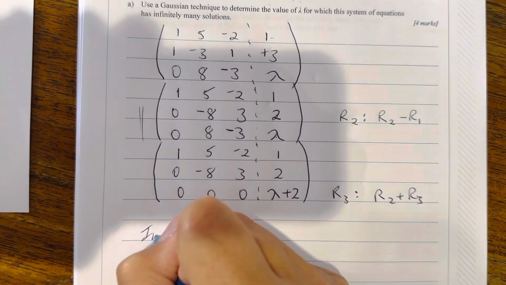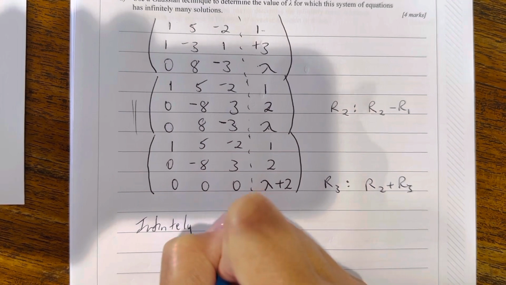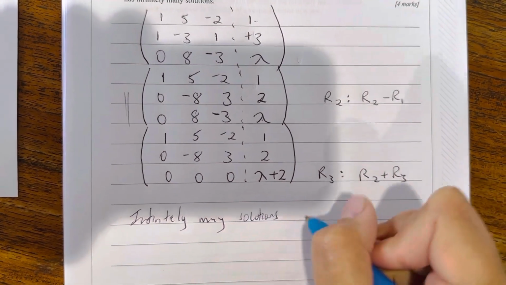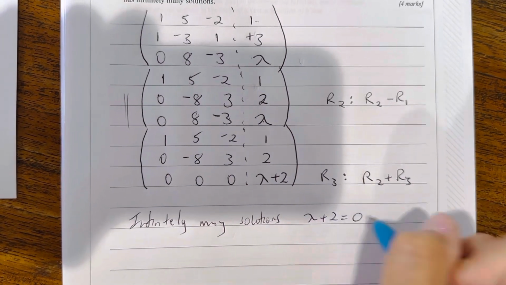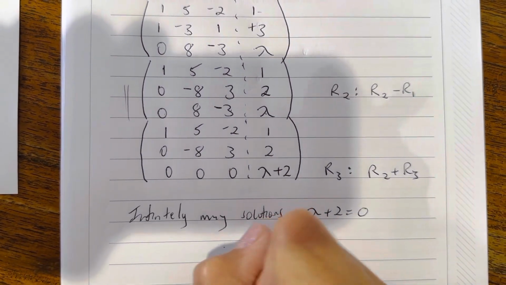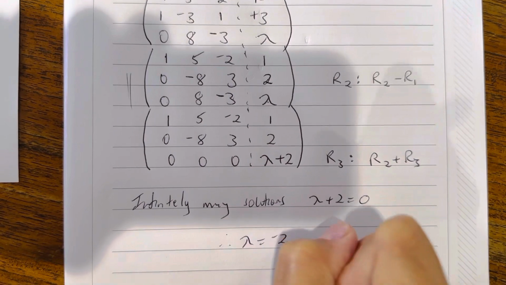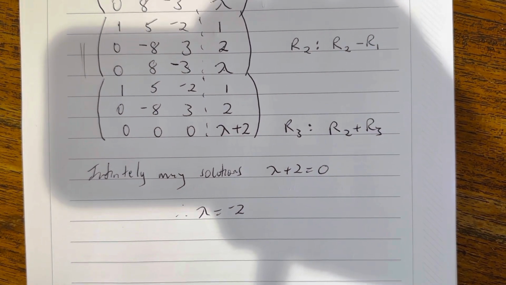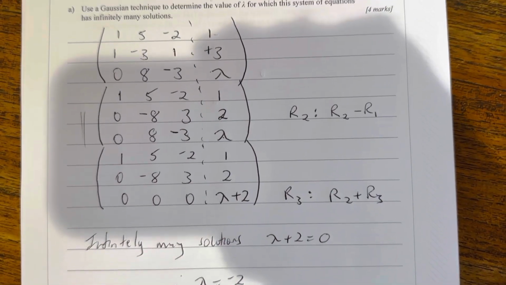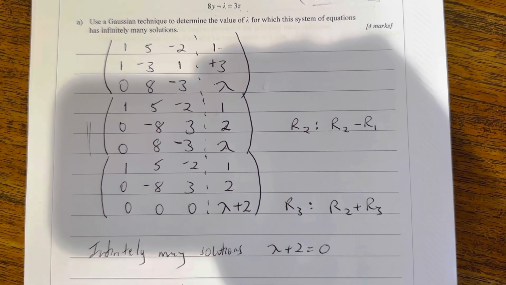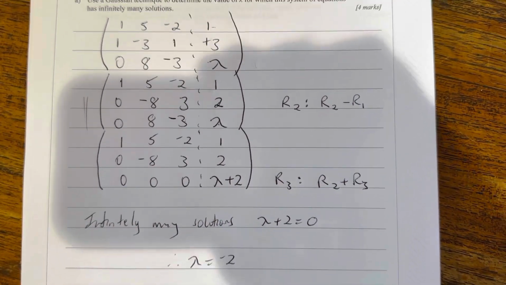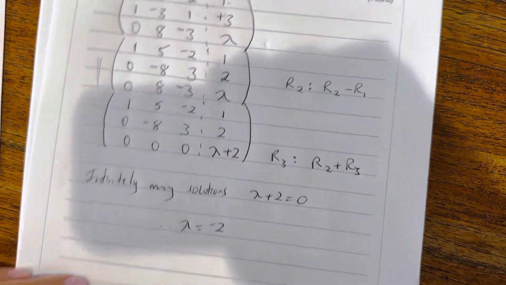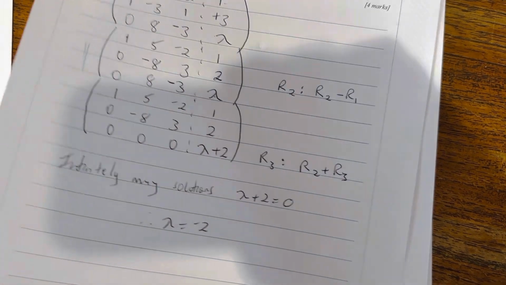So for infinitely many solutions, I want lambda plus 2 to equal 0. So therefore, I want lambda to equal negative 2. So that's the first part. I determined the value of lambda so that this system of equations has infinitely many solutions. That's part A.